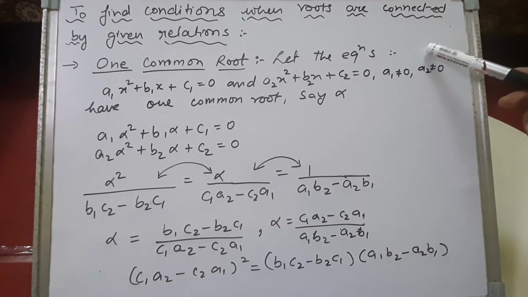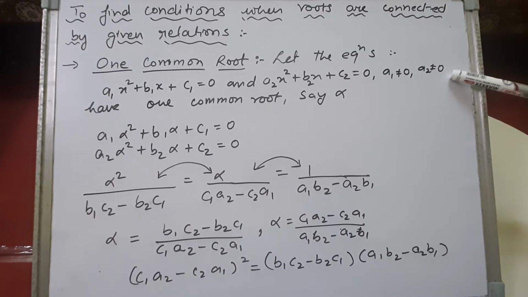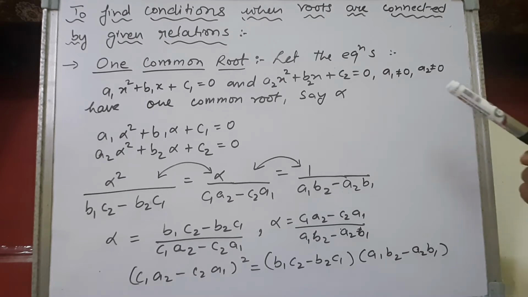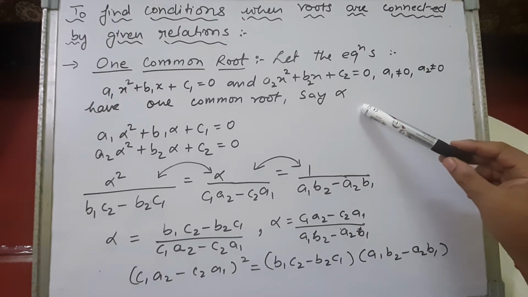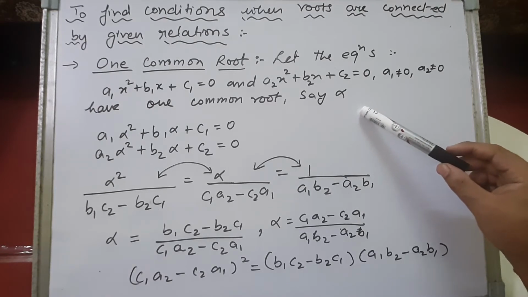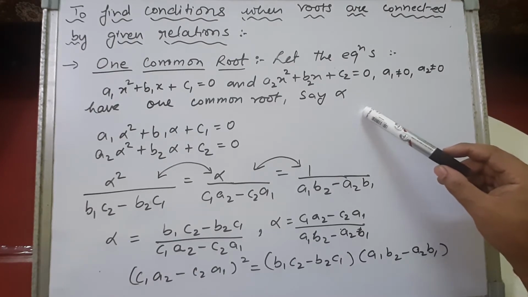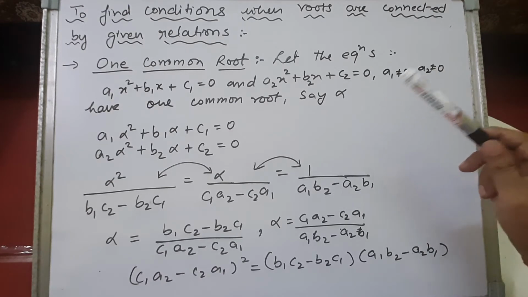So let's assume the equation as a1 x square plus b1 x plus c1 equals 0, and another quadratic equation as a2 x square plus b2 x plus c2 equals 0, where a1 and a2 both are not equal to 0. Let's assume that they have one common root alpha. If alpha is the common root of both the quadratic equations, then that common root is the solution of both quadratic equations. That means the common root must satisfy those two quadratic equations. So alpha is the solution of both the quadratic equations.